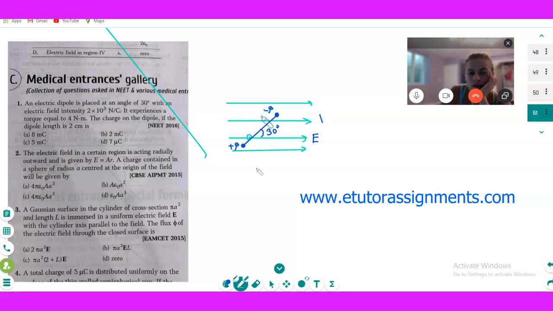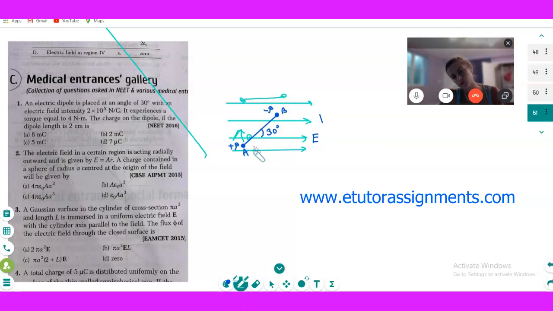So it experiences a torque, which means it is going to turn. Let us name the charges first: A is here, B is here. Is it going to experience torque if placed like this? Please mark on charge B which direction the force will work, and on A which direction the force will work.